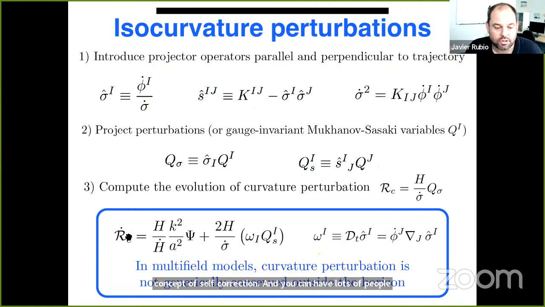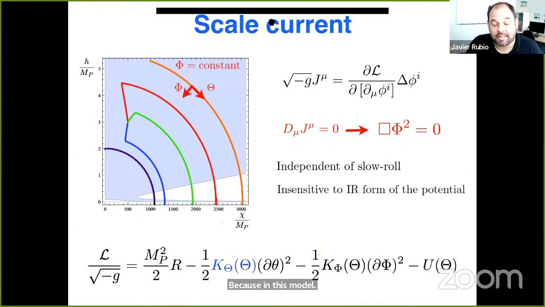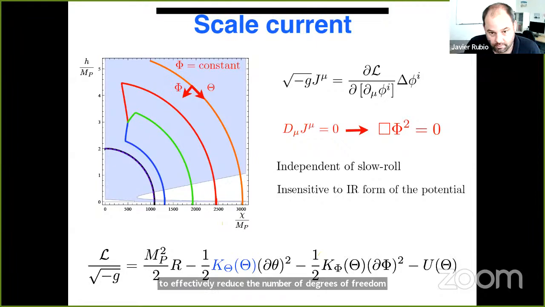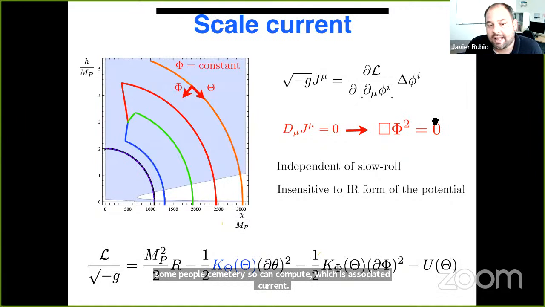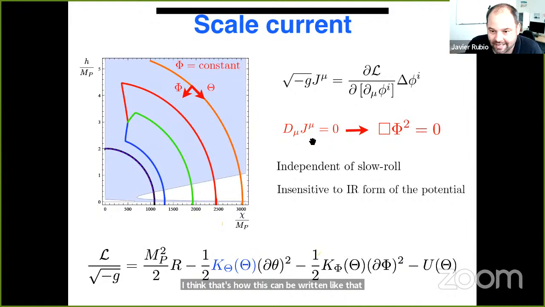Well, the answer is generically no, because in this model, we have also scale symmetry. So scale symmetry is going to effectively reduce the number of degrees of freedom by one, the number of degrees of freedom participating in inflation. How does this happen? Well, it's a continuous symmetry, so we can compute the associated current. And it turns out that this current can be written like the derivative of a scalar, okay? Meaning that the conservation equation becomes a Klein-Gordon equation for this scalar quantity.